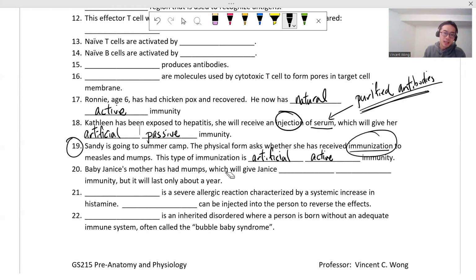All right, next one. Baby Janice's mother has had mumps, which gives Janice, the baby, some kind of immunity, but it will only last for about a year. So this is going to be natural and passive, through the placenta. The mother's antibody can cross the placenta and enter the baby.